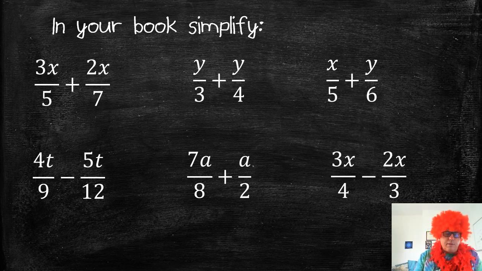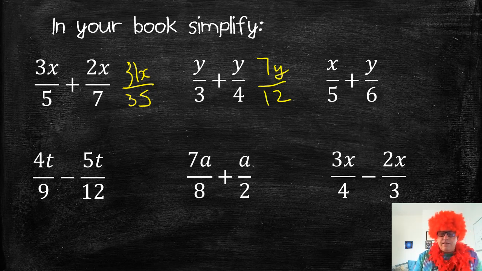Okay, the first one, our common denominator is going to be 35, so I'm going to have 7 times 3 is 21 plus 10. I'm going to get 31x over 35, and that can't be simplified. The next one, my lowest common multiple, my denominator, is going to be 12. So I'm going to end up with 4y plus 3y, which is 7y over 12. The next one, 6 and 5, my lowest common multiple is going to be 30. So I'm going to have 6x plus 5y over 30.